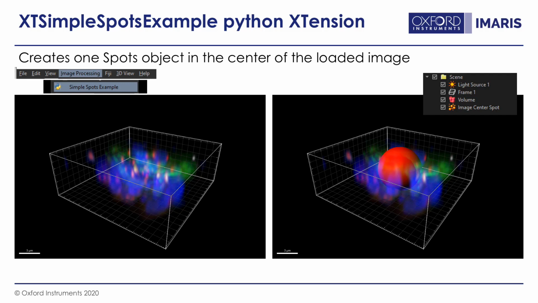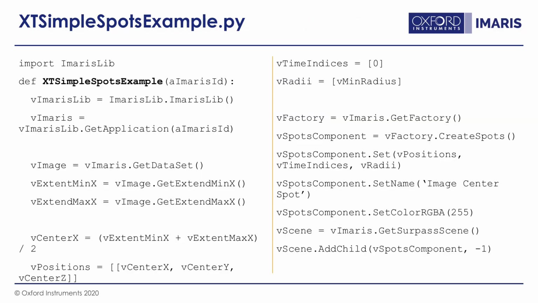If you open a data set and then go to image processing, simple spots example, after a few seconds, there will be a spot placed in the center of the image. And if you look at the scene, you'll have the spots component called image center spot. Let's have a look at the source code of this very simple example.